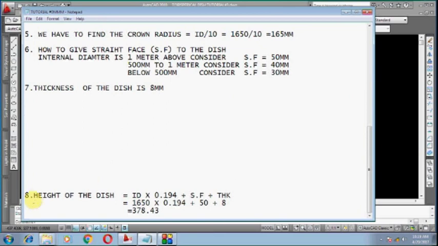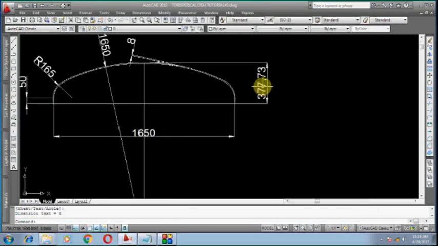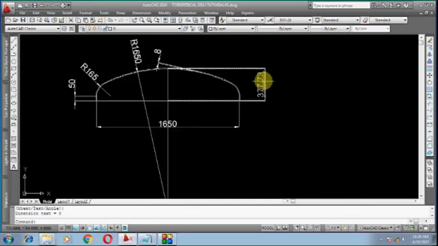By calculation, height of the dish is ID times 0.194 plus straight face plus thickness: 1650 times 0.194 plus 50 plus 8, and the height is 377.73. Both are the same. Then the construction of the torispherical dish is completed. This is the actual process to draw a torispherical dish in 2D.